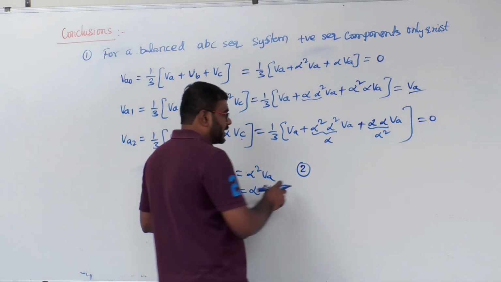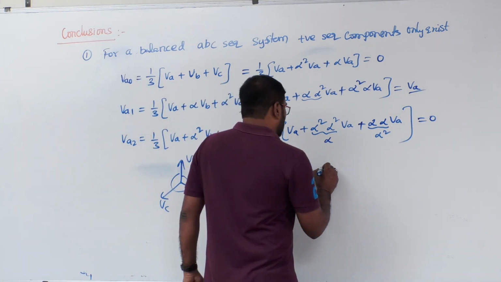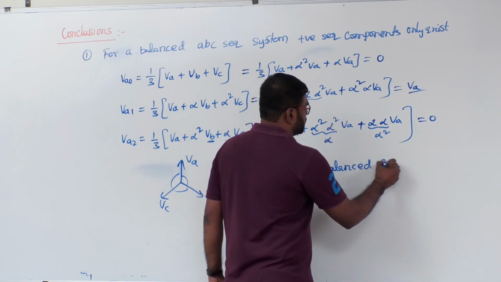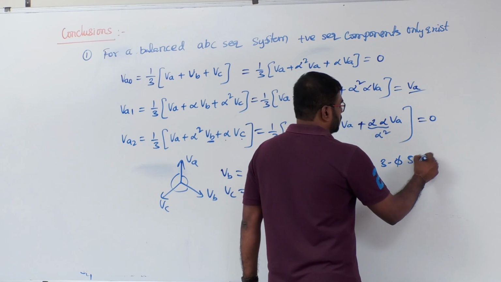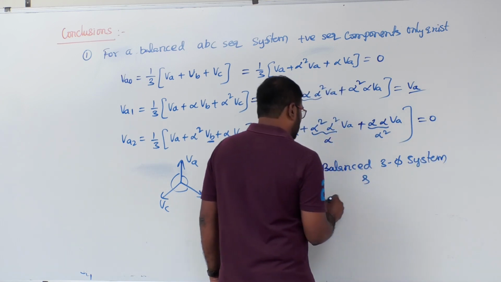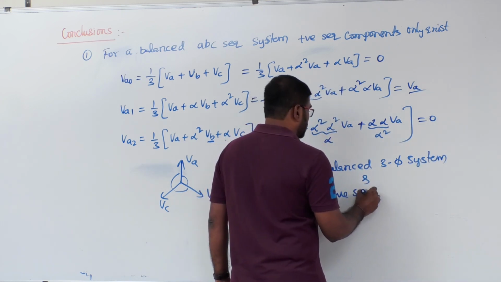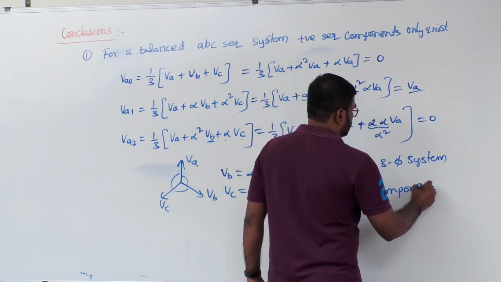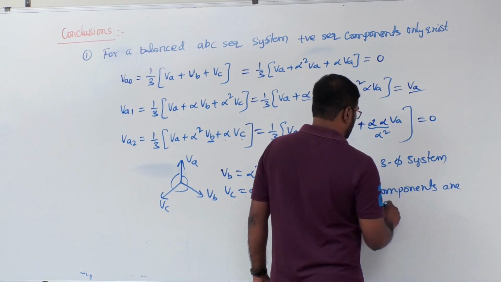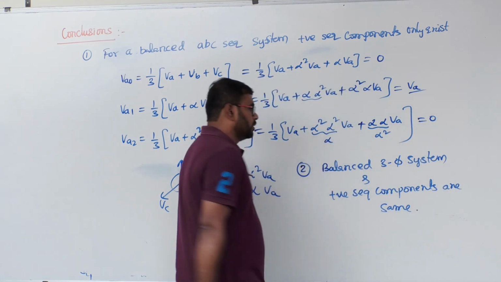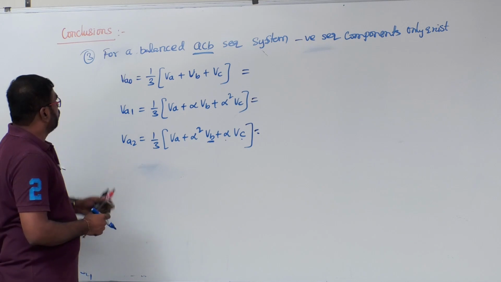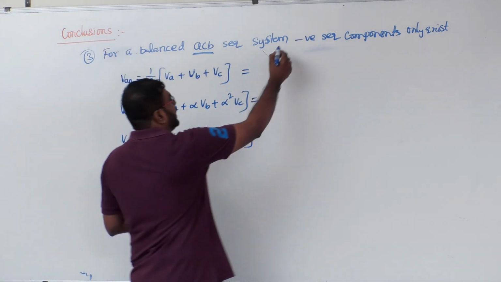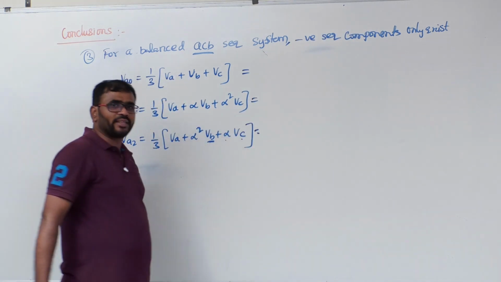The second conclusion is, a balanced three-phase system and positive sequence components are the same. Clear? Now coming to the third conclusion: for a balanced ACB sequence system, only negative sequence components exist.